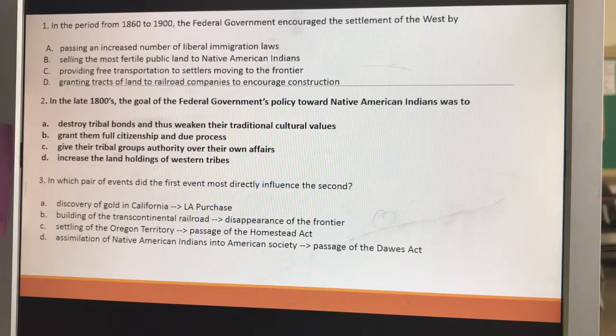Number three, in which pair of events did the first event most directly influence the second? A, discovery of gold in California led to the Louisiana Purchase. B, building of the Transcontinental Railroad led to the disappearance of the frontier. C, settling of the Oregon Territory led to the passage of the Homestead Act. Or D, assimilation of Native American Indians into American society led to the passage of the Dawes Act.